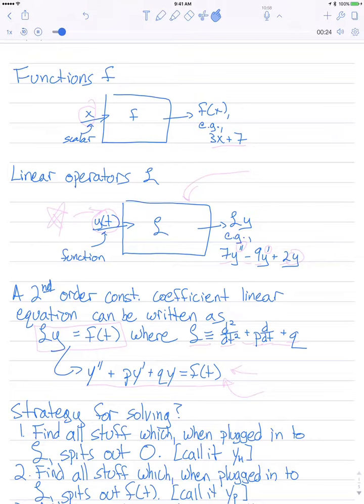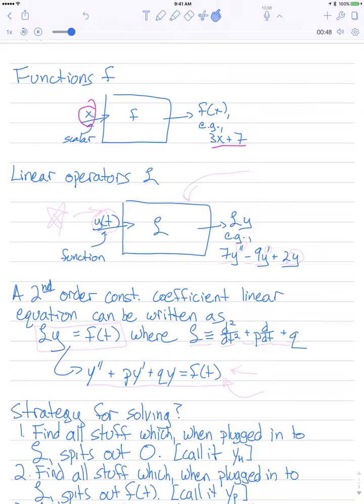So start by remembering that a function of one variable is something where you plug in a scalar x, and then you get out f of x. Just as one example, it could be that you plug in x and the function multiplies it by 3 and adds 7 and then spits out that value. So that's how I want to think about a function. It spits something out when you give it an input.